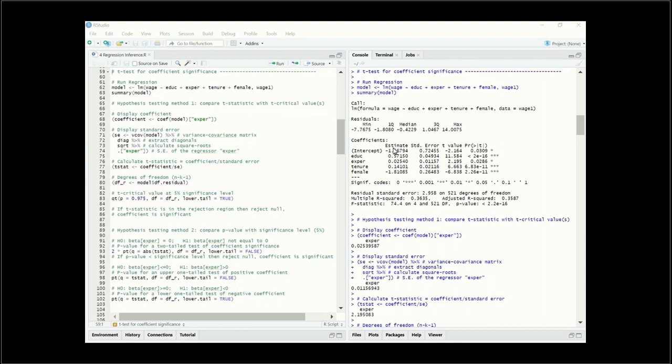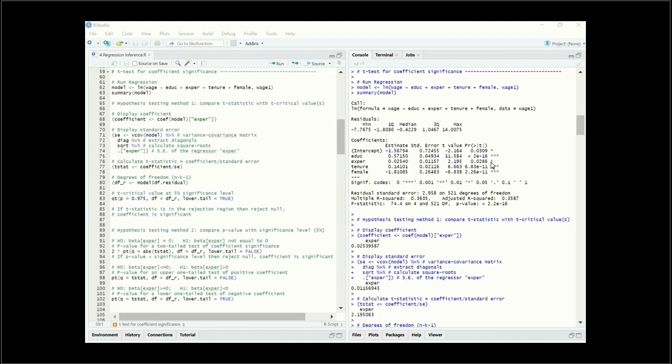So here we have the estimated coefficients, standard errors. This is the t-value, and this is the p-value for each coefficient that we have here. Again, the way we interpret these coefficients, say for example this one, is that for each additional 1 year of experience, we have $0.02 increase in wages. So now, the easiest way to do a t-test for coefficient significance is to look at the regression output here.